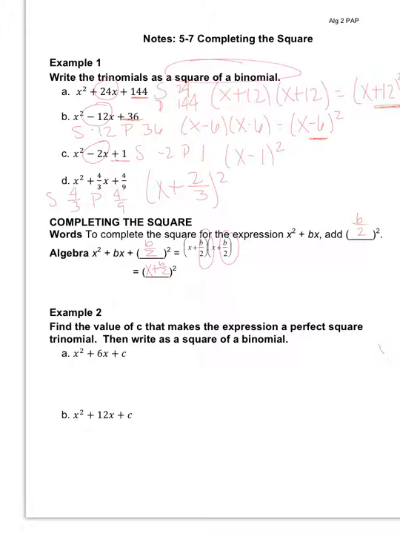Okay, so example 2, what we're going to do is find the value of c that makes the expression a perfect square trinomial, which means when you factor it, you get a square of a binomial. Then after we find that c, we write it as a square of a binomial.